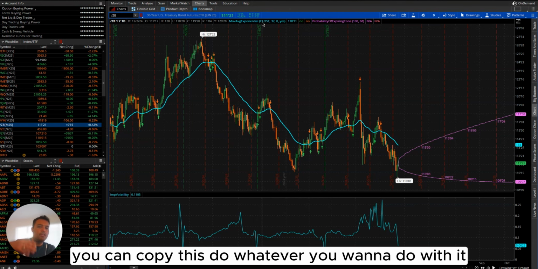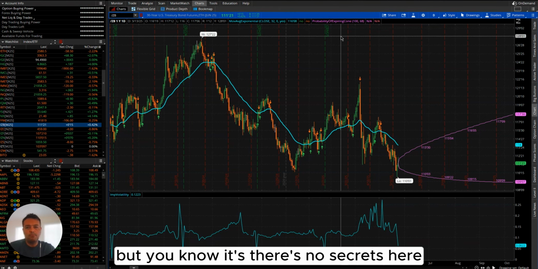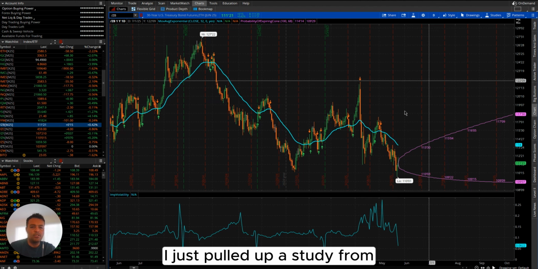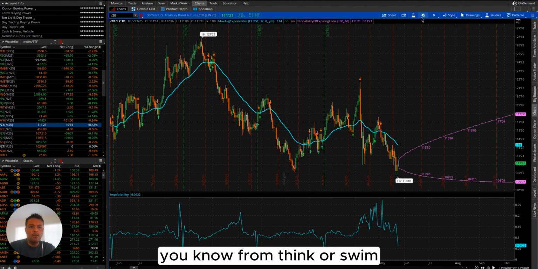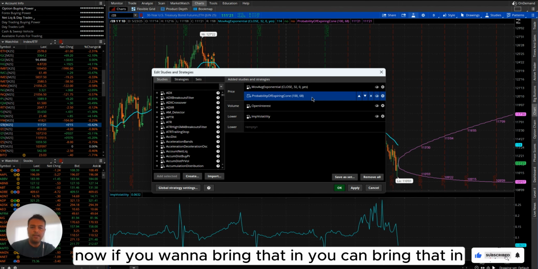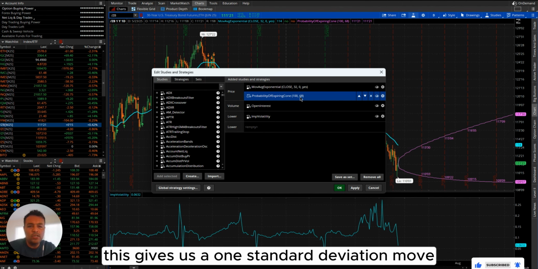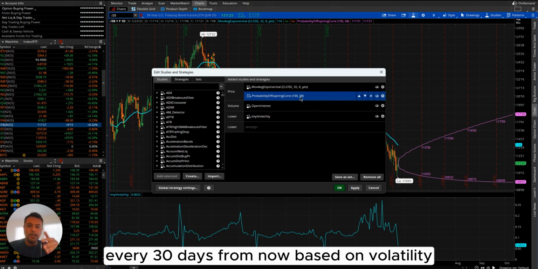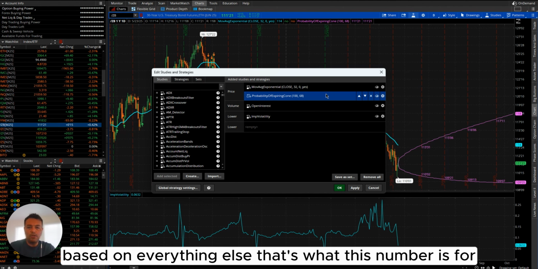I have a moving average. You can copy this, do whatever you want to do with it, but there's no secrets here. I just pulled up a study from Thinkorswim. So this is what I have: Probability of Expiring Cone. If you want to bring that in, you can. This gives us a one standard deviation move every 30 days from now, based on volatility, based on everything else. That's what this number is for.